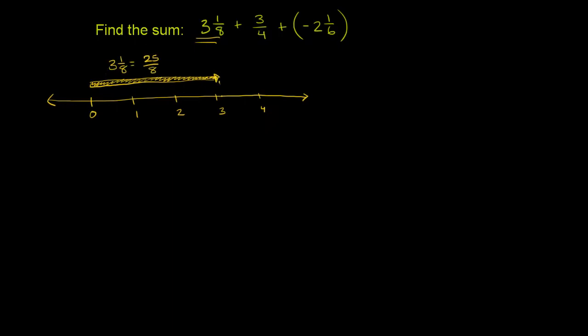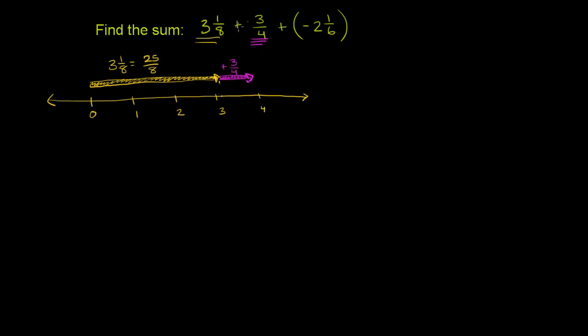Now, to that, we're going to add 3/4. So we're going to move another 3/4 to the right. It's hard drawing these arrows. So the length of this that we're moving to the right is 3/4. So plus 3/4. Now where does this put us?